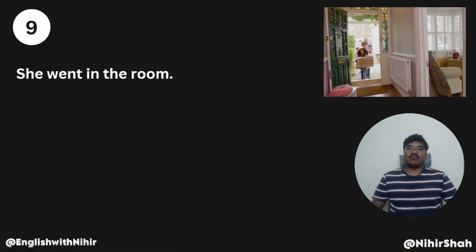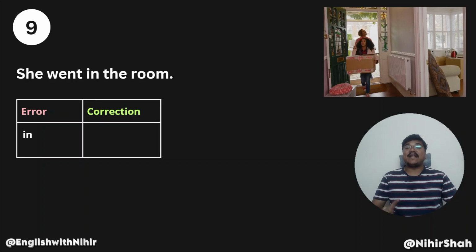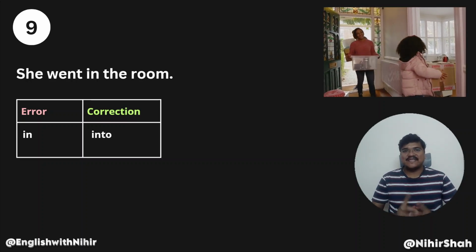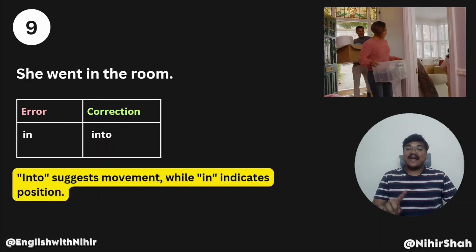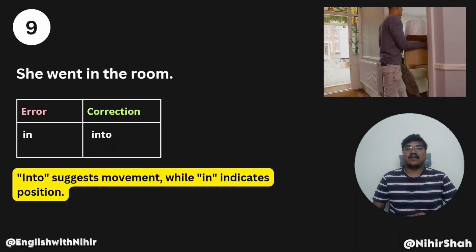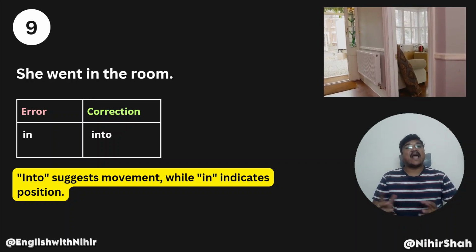She went in the room. Now, can you find the error and correct it? The correction is required in. It should be into. Now, can you give the reason why? Into suggests movement, while in indicates position. So if someone asks, where are you? Then you can say, I am in the room. But if you are moving and someone is asking where are you going? Then you can say, I am going into the room.